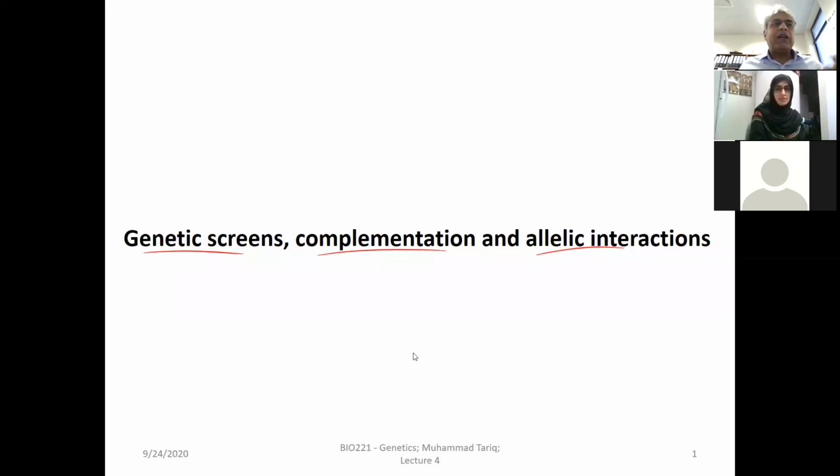So today we are going to talk about genetic screens, or what we call gene hunt as well. And in the same context, we'll talk about a very interesting concept in the mutant screen, which is called complementation: how we analyze the mutants, the ones which we discover, based on the phenotypes.